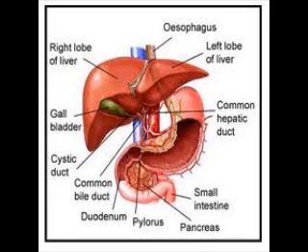Additional collaborative problems include potential for drug toxicity, potential for hepatorenal syndrome, potential for hepatopulmonary syndrome, potential for spontaneous bacterial peritonitis, potential for hyponatremia, and potential for hypokalemia.